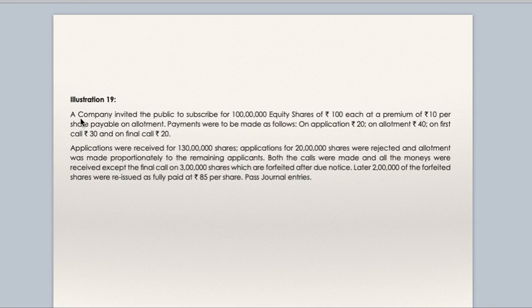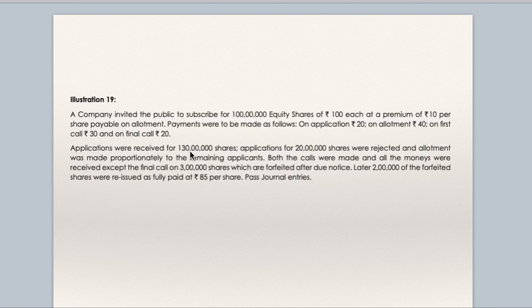Illustration 19. A company invited the public to subscribe for 1 crore equity shares of 100 each at a premium of rupees 10 per share payable on allotment. So rupees 10 premium is to be payable on allotment. Payments were to be made as follows: on application rupees 20, on allotment rupees 40, on first call rupees 30 and final call rupees 20.